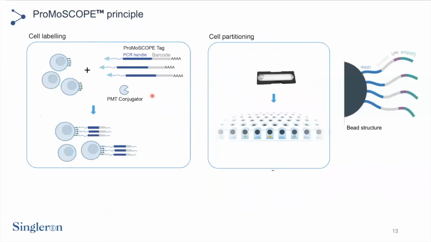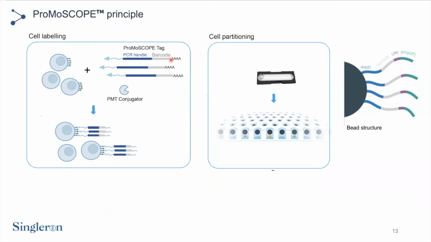So with the cell labeling, what we have is a special tag. We call it ProMoSCOPE tag. This tag contains a glucose residue in front that is chemically linked to a PCR handle and barcode that is followed by poly A tails. So we use this click chemistry approach to produce this tag.